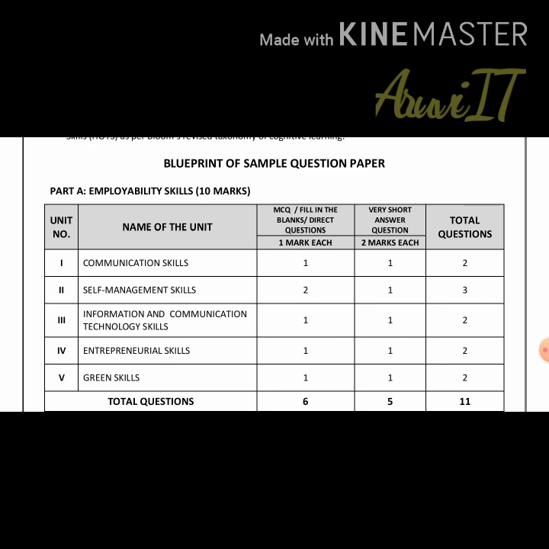And the next one, that is unit 2, that is self management skills. In that chapter, we can get two 1 mark questions here, and then only one 2 mark question. So totally 3 questions we can get here in this chapter, that is two 1 mark and one 2 mark. And then the third chapter, that is the information and communication technology skills. Here we can get one 1 mark question and one 2 mark question.